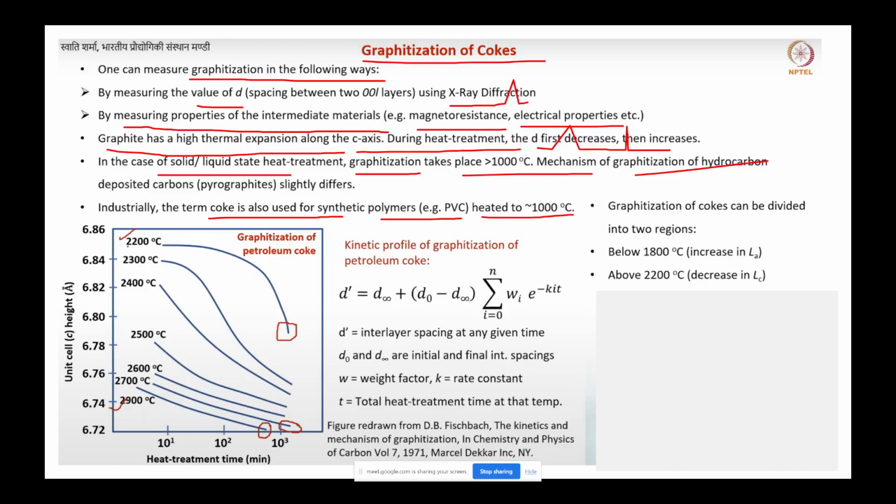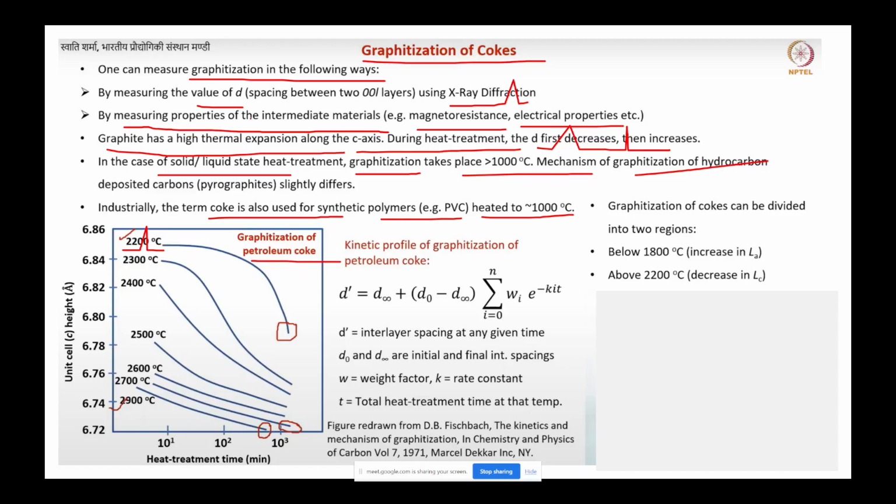Here you can see the unit cell height, and when you do the heat treatment, it changes. Suppose at 2200 degrees you increase the heat treatment time, then the unit cell height will start to decrease. So this is the graphitization of the petroleum coke.